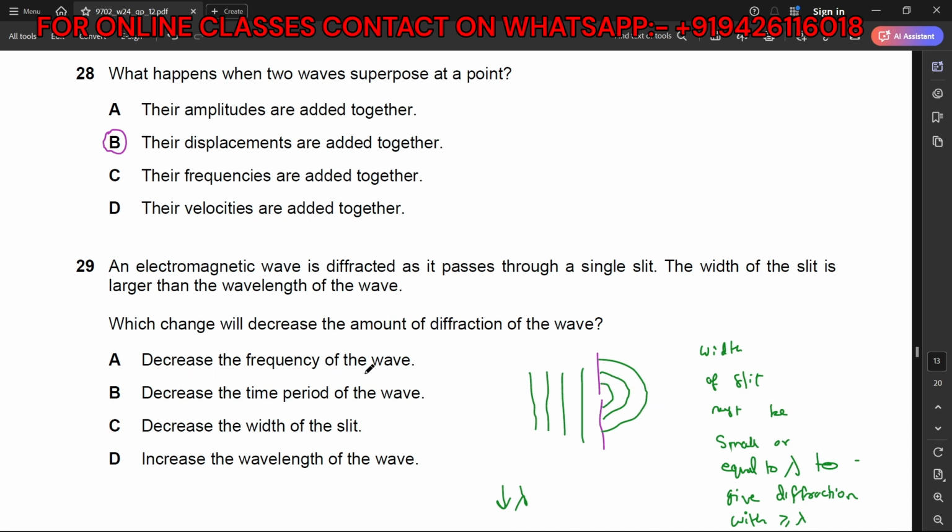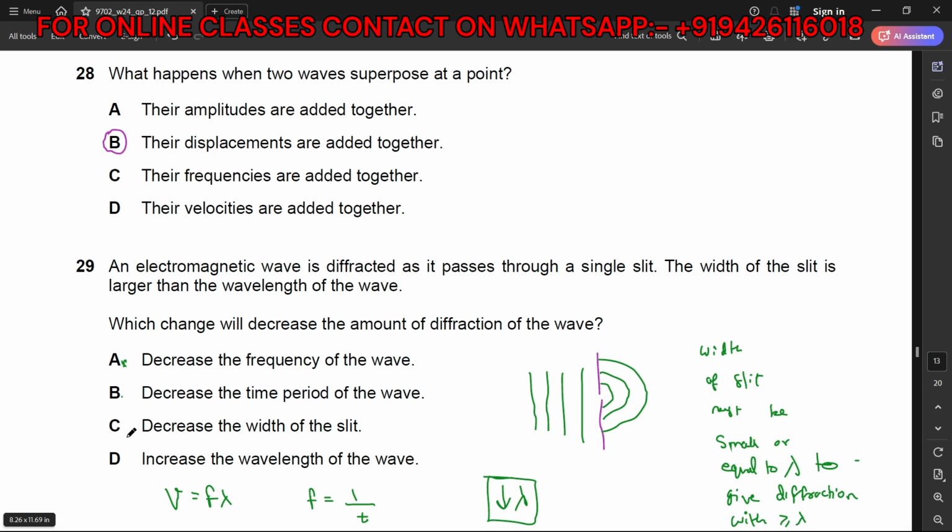If we decrease the value of frequency, obviously we are going to increase the wavelength because we know that V is equal to F lambda. F and lambda are inversely proportional. If I decrease the F, lambda will increase. We don't want to increase the lambda, we want to decrease the lambda. So A is not the option. Then decrease the time period of the wave. Time period is inversely proportional to frequency because F is equal to 1 by T. If we decrease the time period, F is going to increase. And the moment F increases, your lambda will decrease. So B could be our answer.